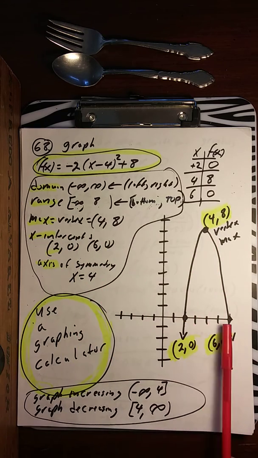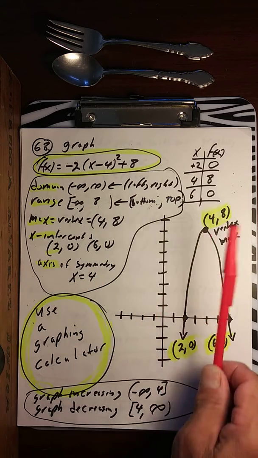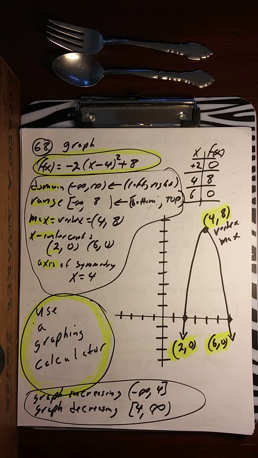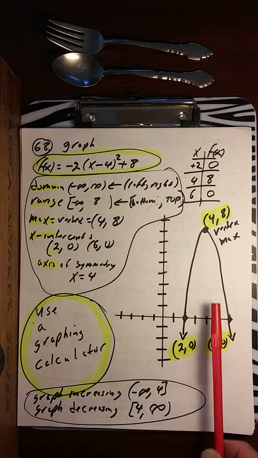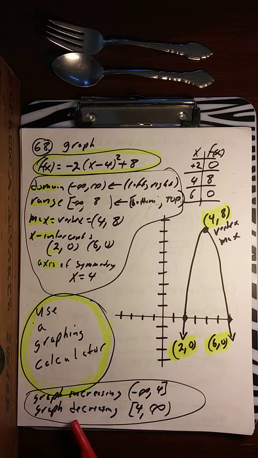X-intercepts, (2, 0) and (6, 0). Axis of symmetry is right here, x equals 4. And it's increasing from negative infinity to 4. And it's decreasing from 4 to infinity.